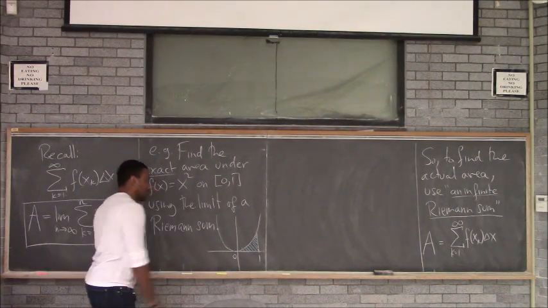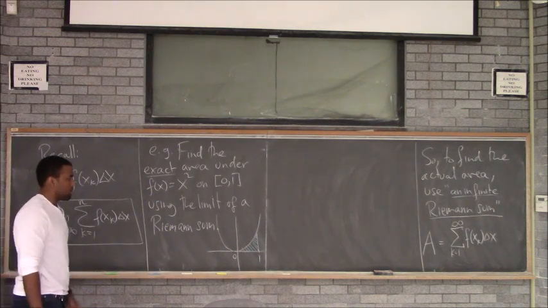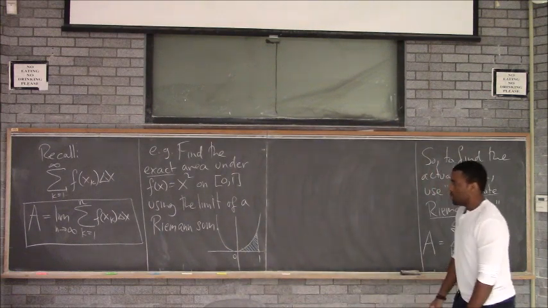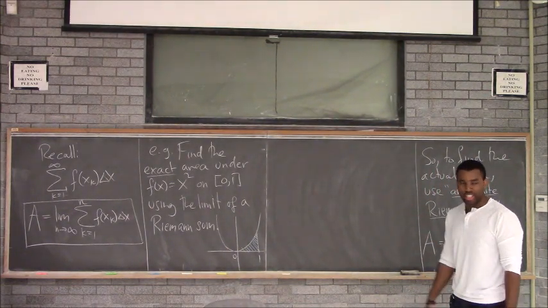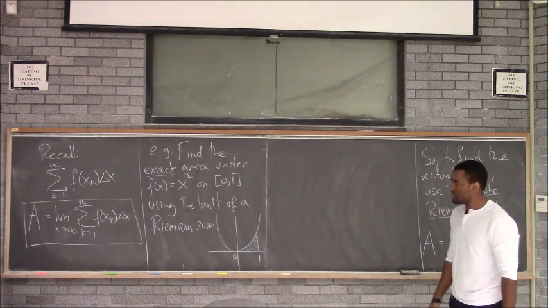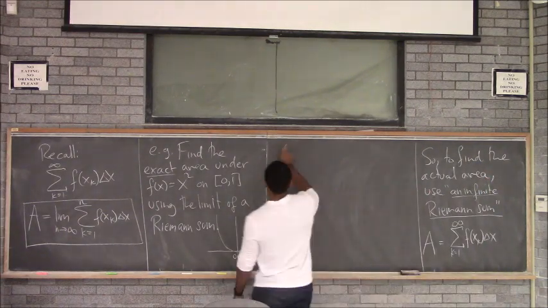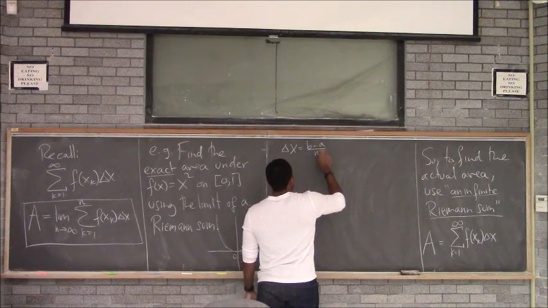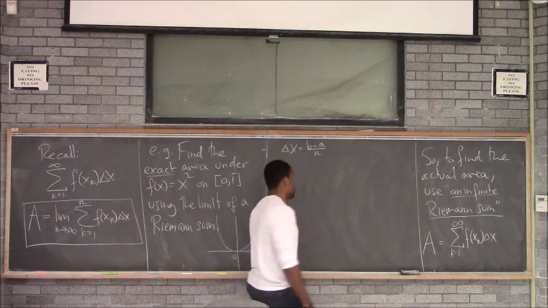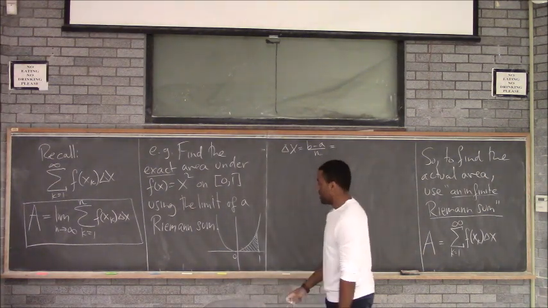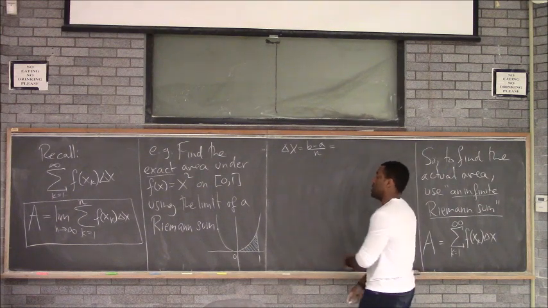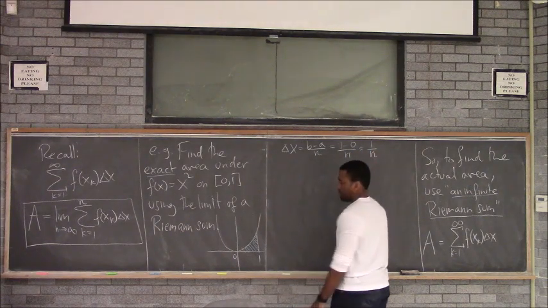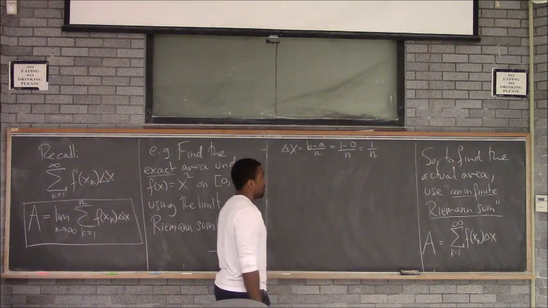So here is how it is going to be set up. Me drawing the interval and drawing in how many sections I'm going to have doesn't even actually make sense in this case. But I still want to know what my delta x is going to be. This is going to be b minus a over n, where n is the number of rectangles I'm going to use. Now, I can't actually plug in the number of rectangles, so I'm going to just leave it as n. So this is 1 minus 0 over n, or just 1 over n.